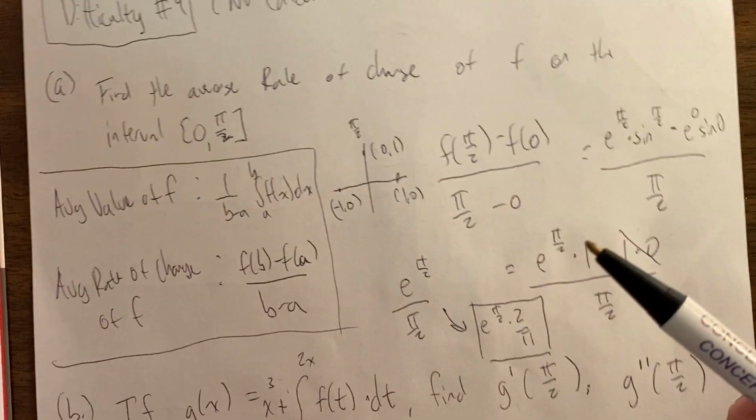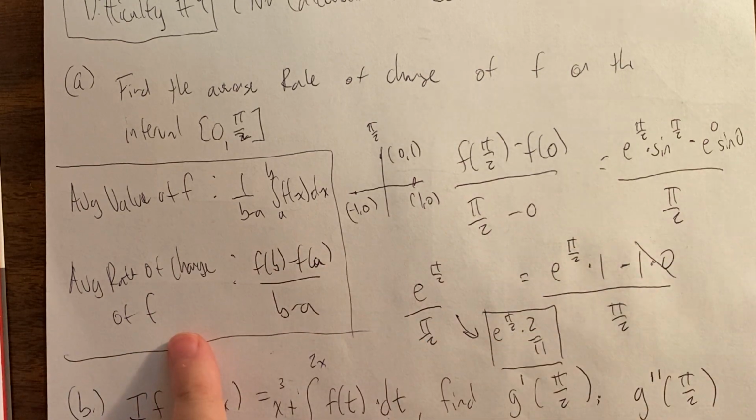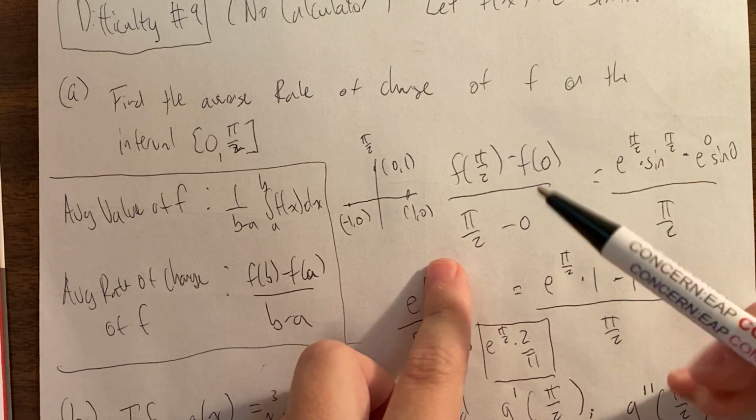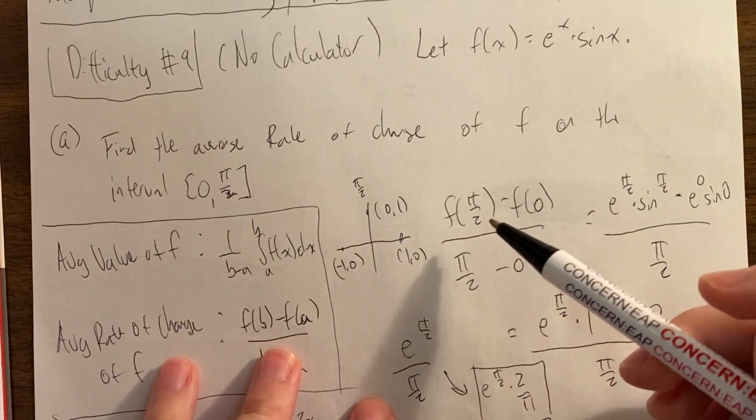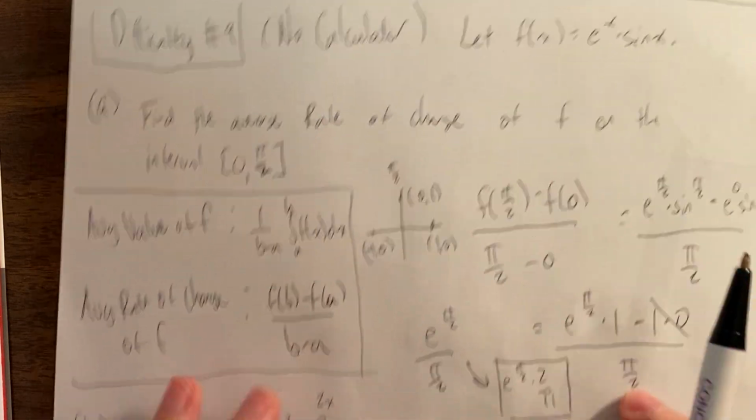But let's go over what we did today. Average rate of change is algebra slope. Average value is 1 over b minus a, the integral. In this case, we were just doing algebra slope. No need for derivatives in this case. All we did was we found y2 minus y1 over x2 minus x1 using the unit circle.